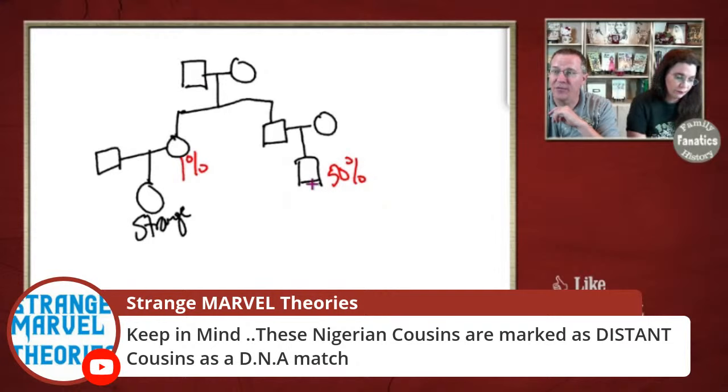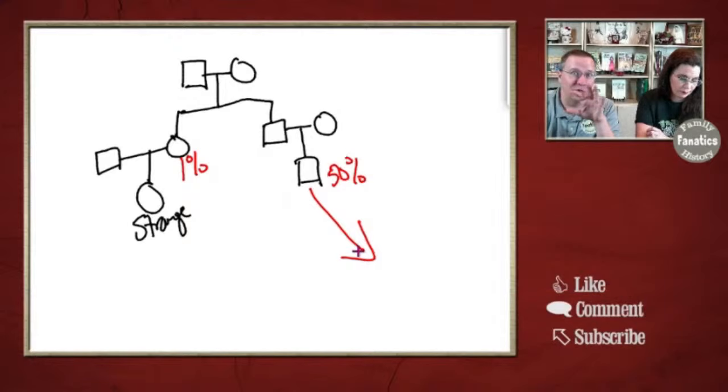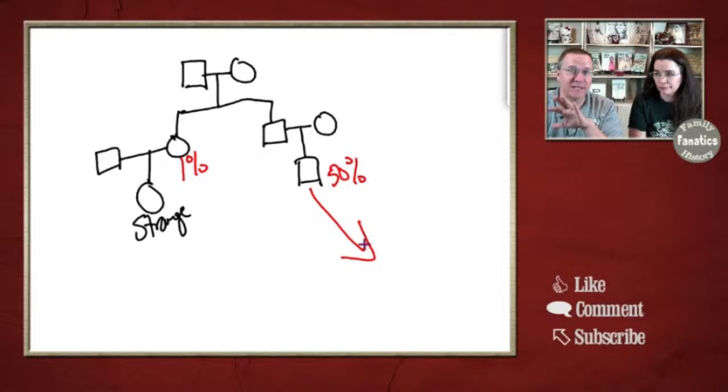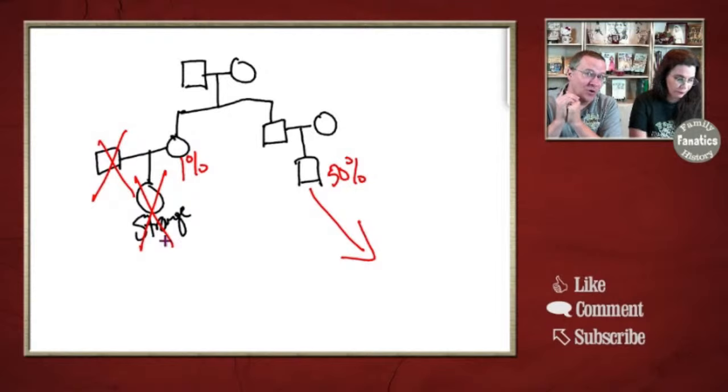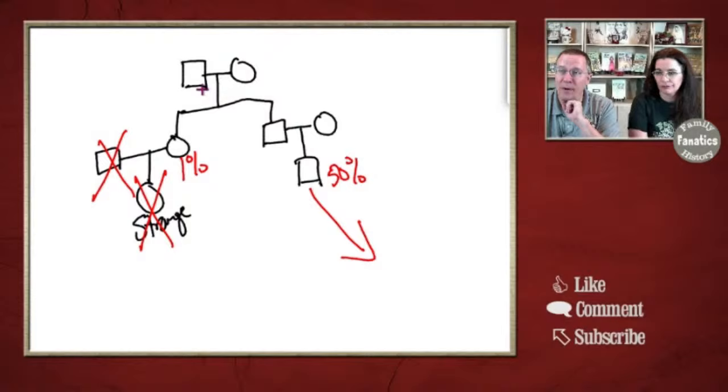I'm going to do it with just first cousins and show you how this is possible. So Strange's first cousin is, we'll say, 50% Nigerian, but Strange's mother is only 1% Nigerian. First thing to know is we don't care about Strange's dad in this case, because we're not talking about the DNA that Strange shares with this person. We're only talking about the DNA that Strange's mother shares. So we don't even worry about your DNA profile. We're worried about your mother. She's 1%. Now, she got her DNA from her parents.